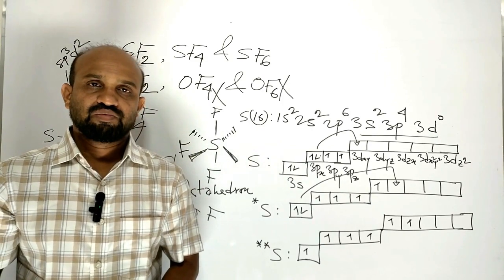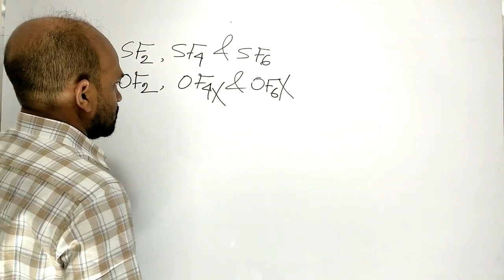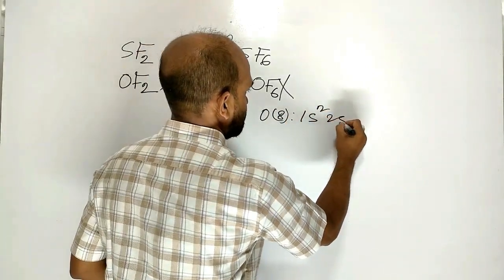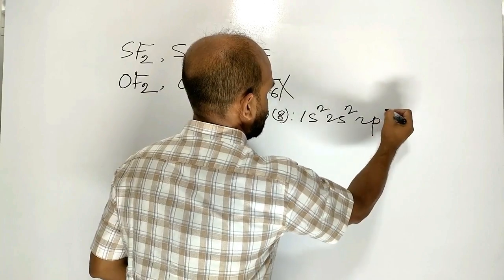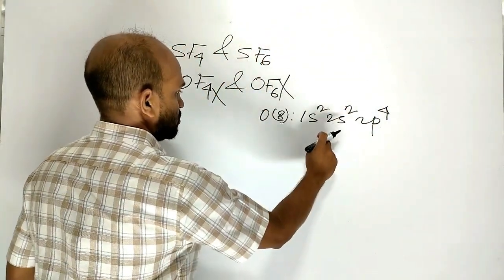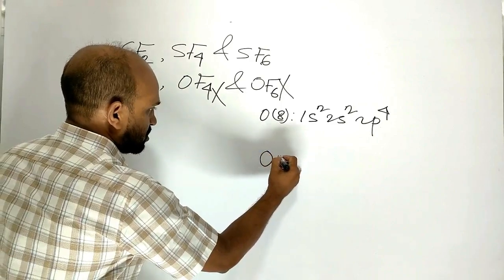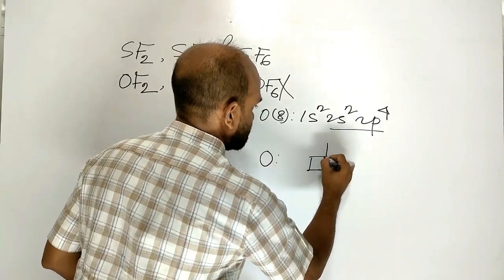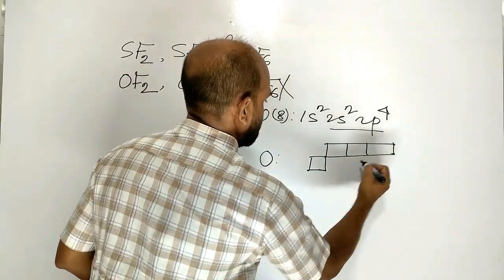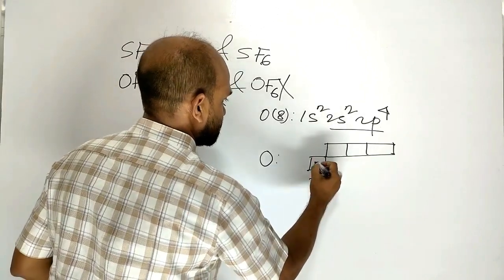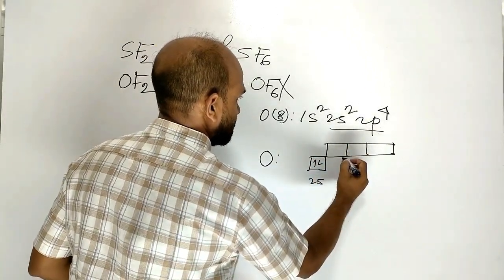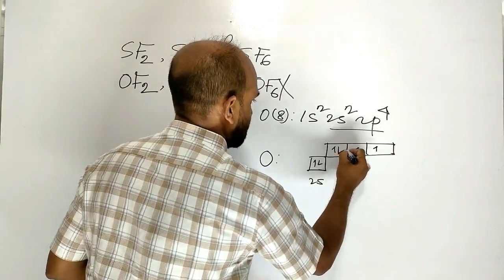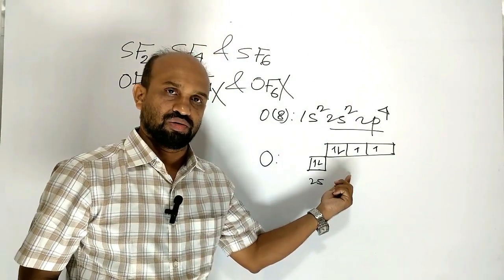Now let's see formation of oxygen fluorides. Oxygen, atomic number 8. Electronic configuration is 1s2, 2s2, 2p4. Total 8 electrons. Let's write the electronic configuration of oxygen in box method in the outermost shell: 2s and 2p. 2s orbital contains 2 electrons and 2p orbitals contain 4 electrons, according to Hund's rule.